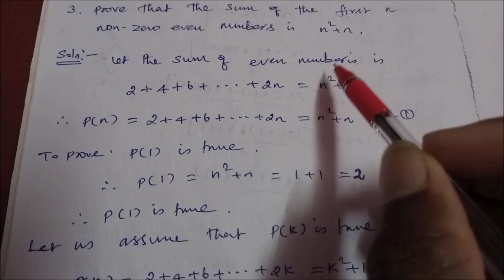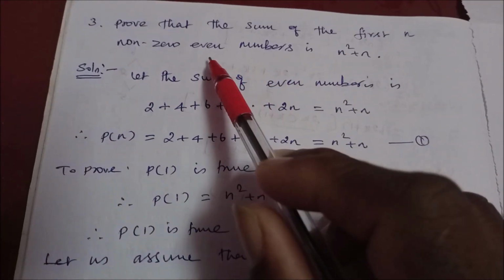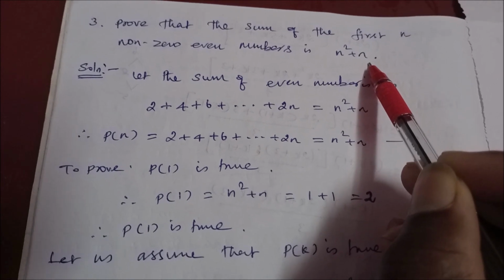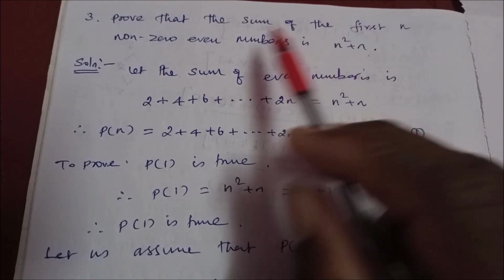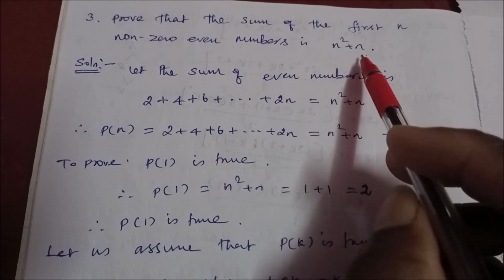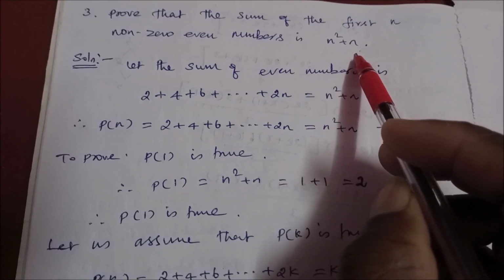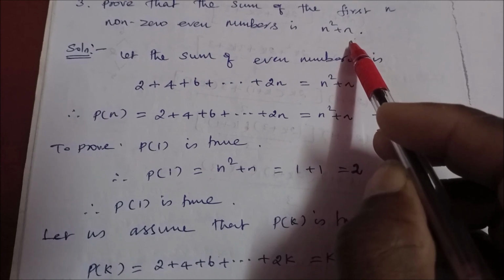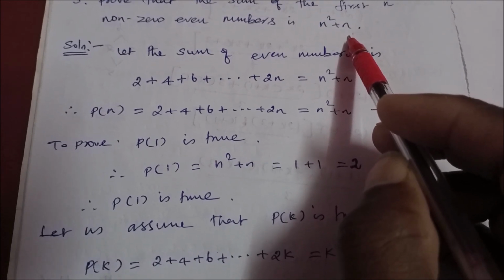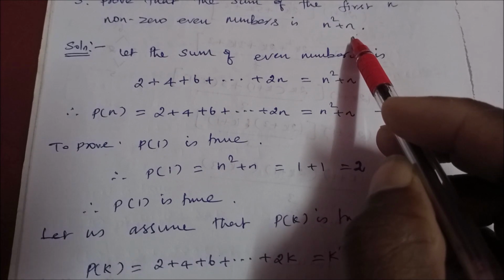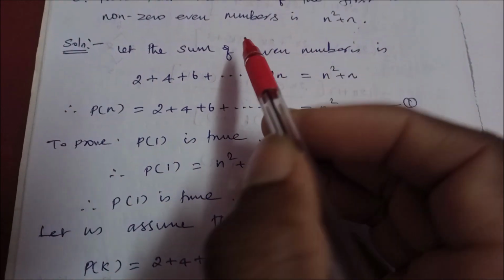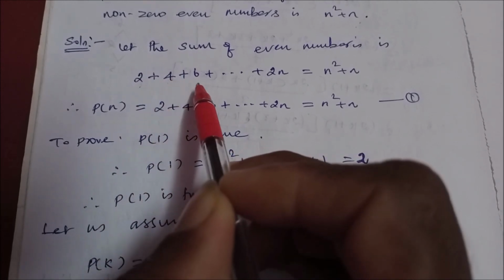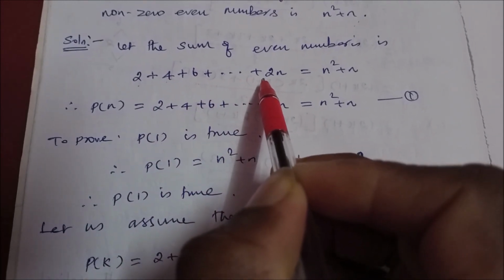Prove that the sum of first n non-zero even numbers is n square plus n. First we have to write out the sum of non-zero even numbers. The even numbers start from the first one: 2 plus 4 plus 6 plus etcetera plus 2n.